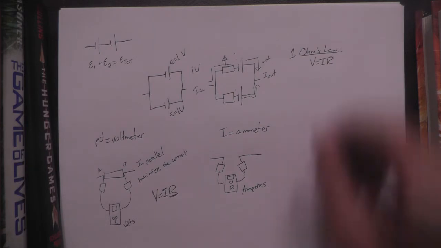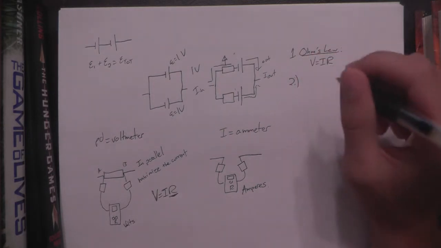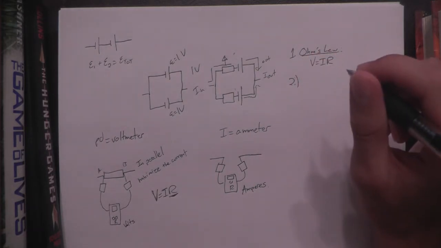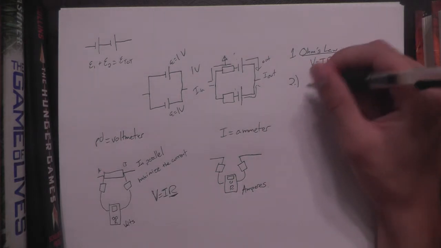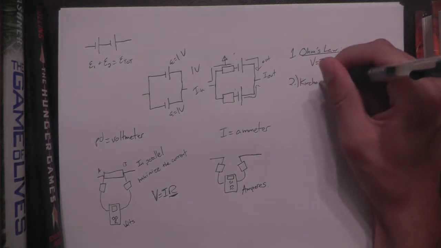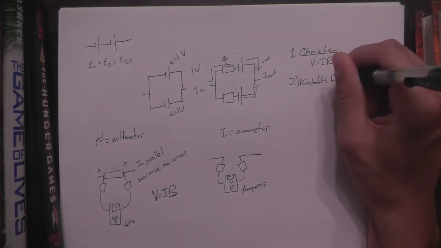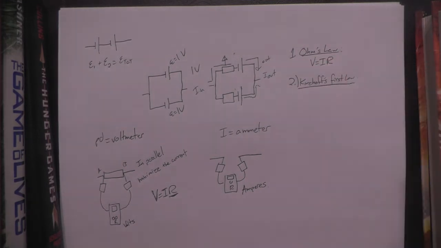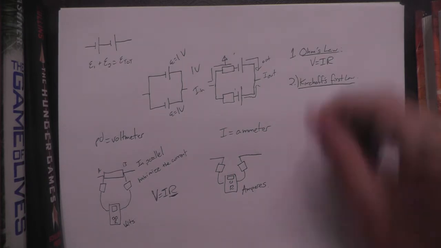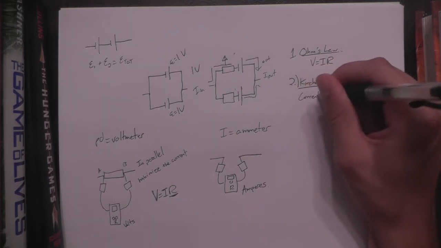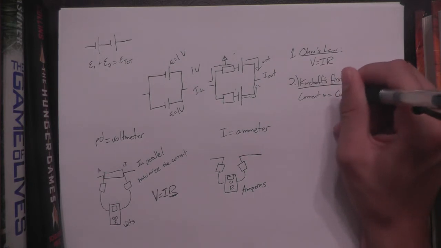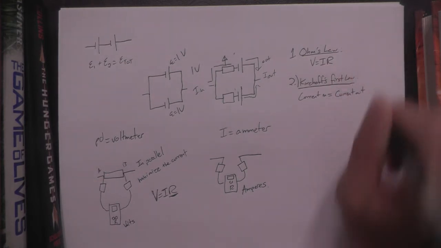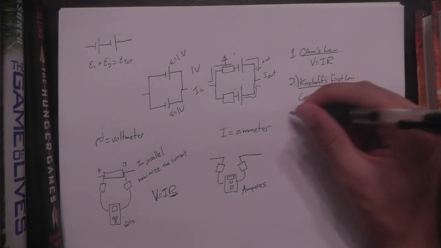Two, when you're talking about cells and resistors, we've got Kirchhoff's first law, which, when we're talking about resistors in series and when your current splits, says current into a junction equals the current out of a junction. Pretty simple law.